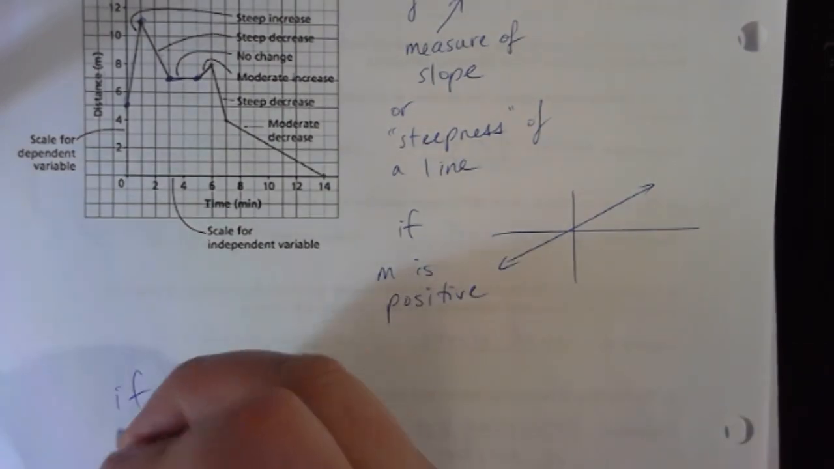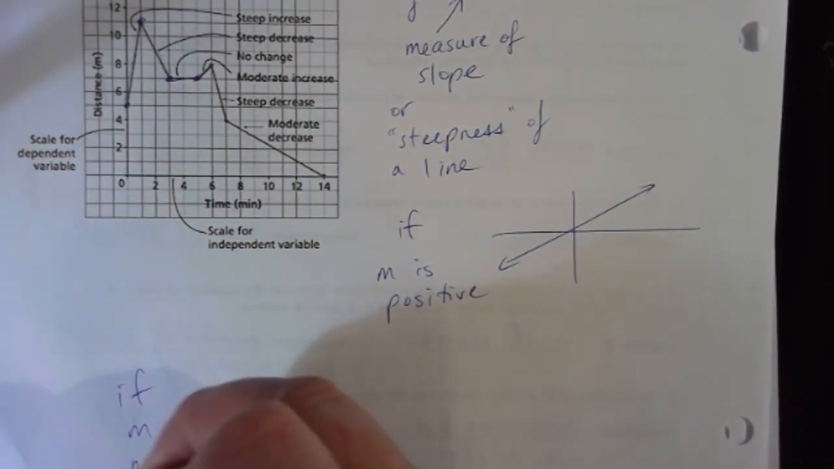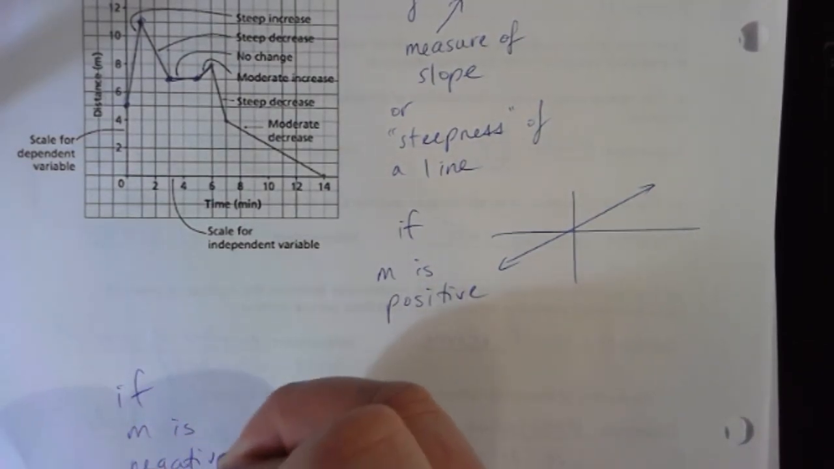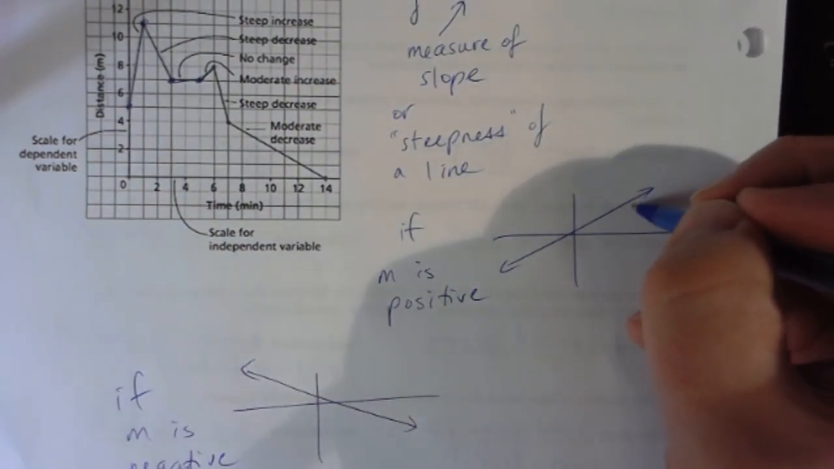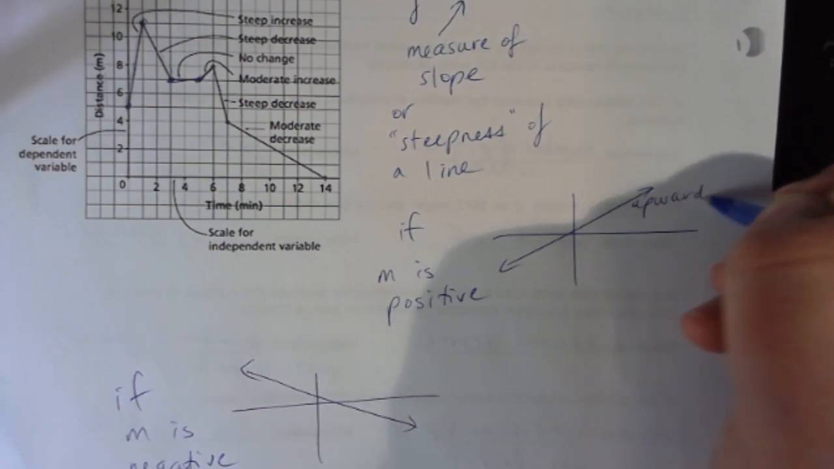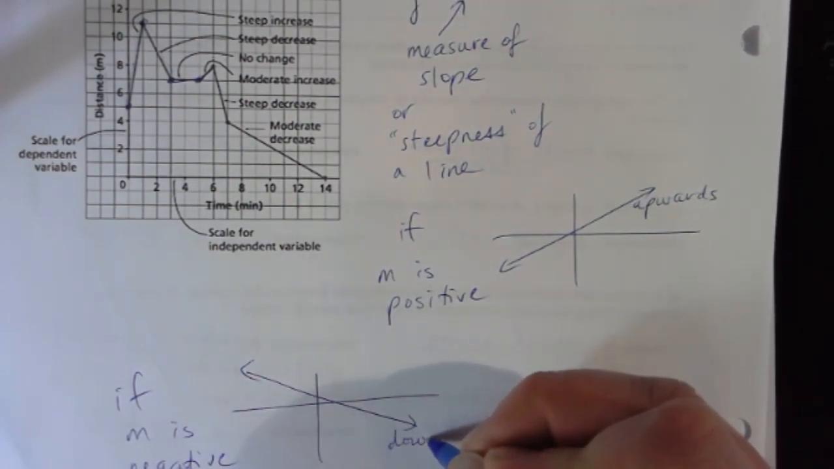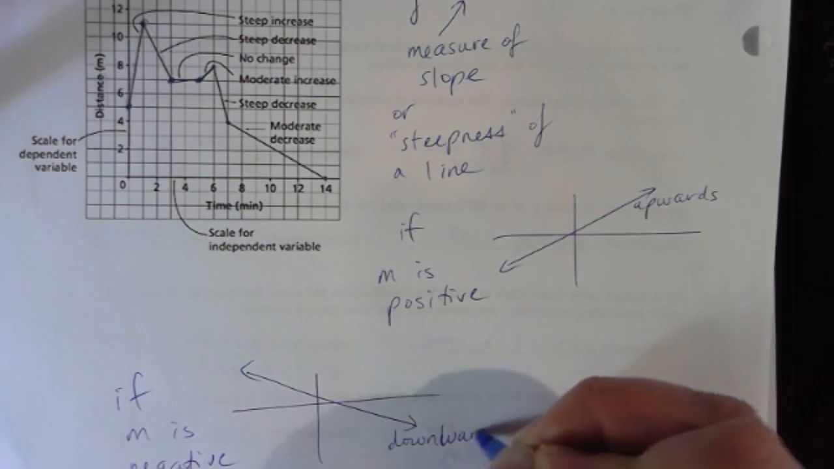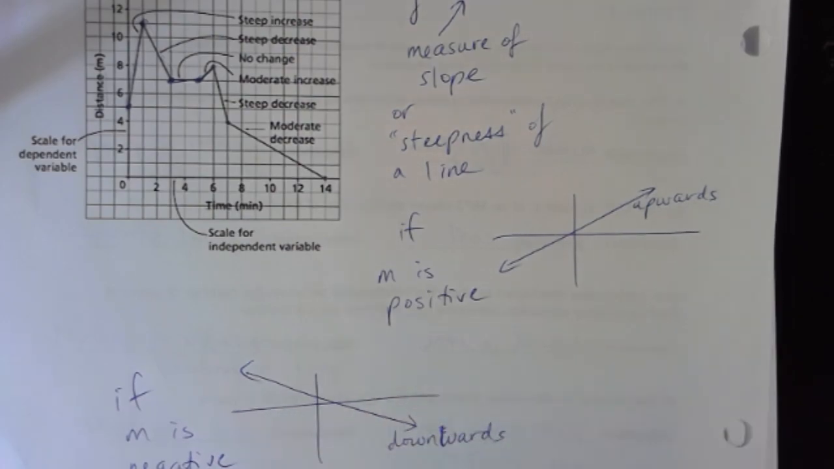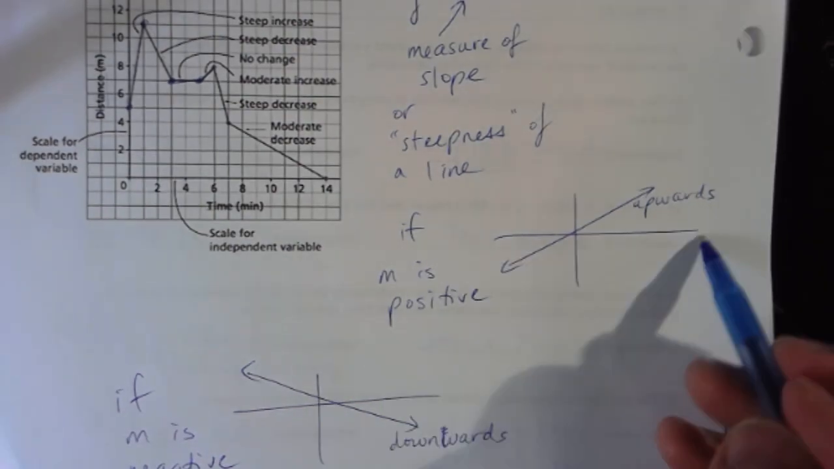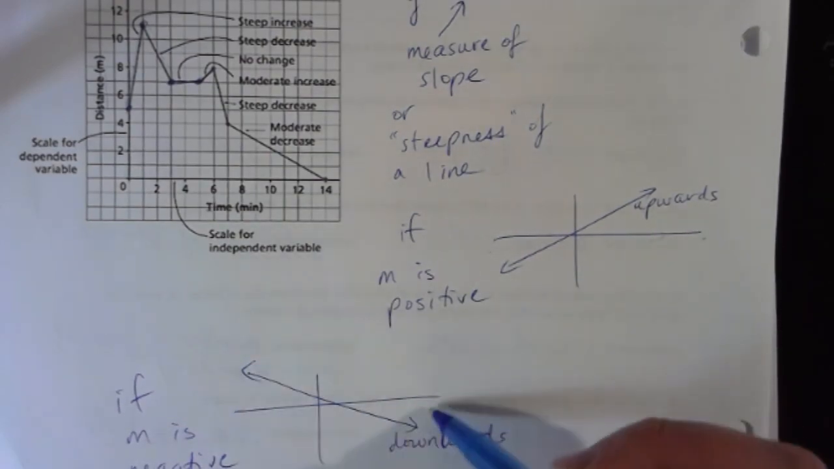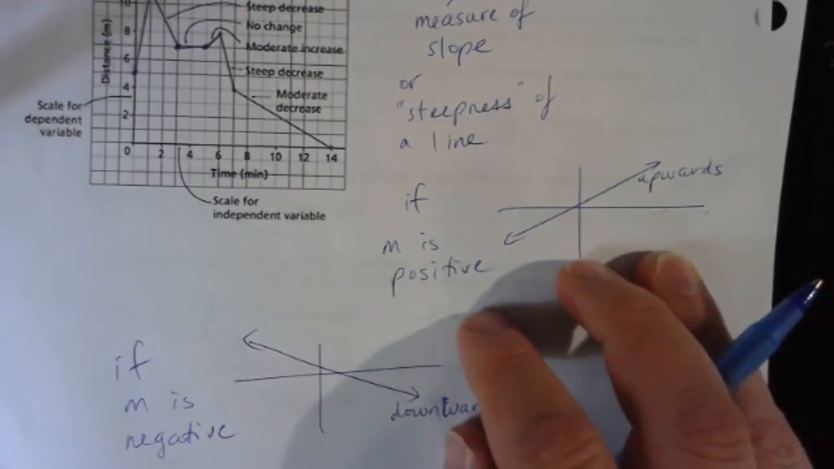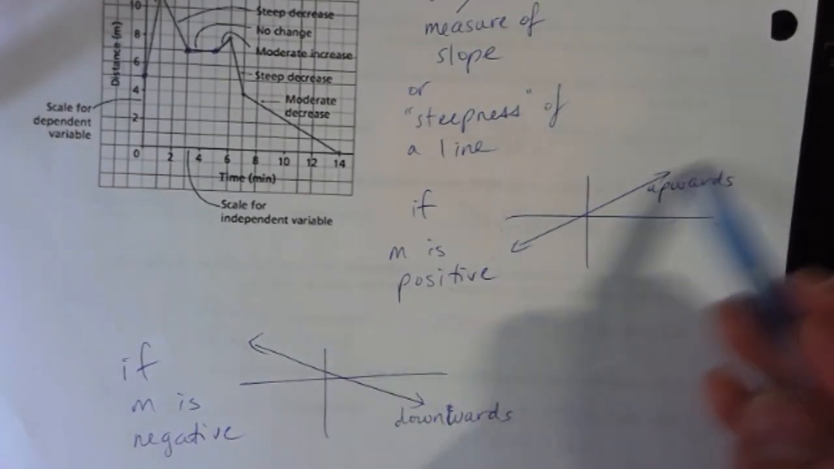And sorry, I'm off the screen. If m is negative, we'd call that upwards, and we'd call this downwards. Downwards, sorry, that's a W. Downwards. And think of it as you read from left to right, so that's upwards. Because I know you could say, well, it's upwards if you go that way, but we read from left to right, so we interpret graphs from left to right as well. So that's a downward slope, that's an upward slope.